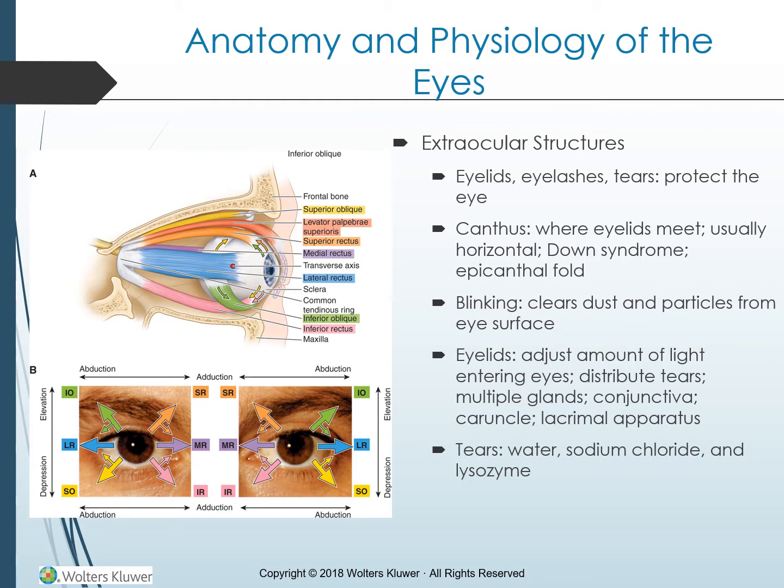The lacrimal caruncle is a small reddish elevation on the conjunctiva located at the inner canthus. Tears, composed of water, sodium chloride, and lysozyme, an antibacterial enzyme, are produced by lacrimal tear glands found beneath the bony orbital ridge. The lacrimal apparatus includes the lacrimal glands, punctum, P-U-N-C-T-U-M, lacrimal canals, lacrimal sac, and nasolacrimal ducts.